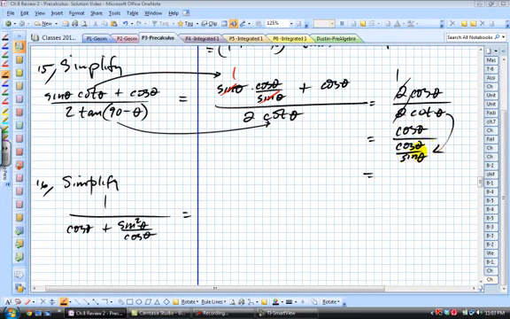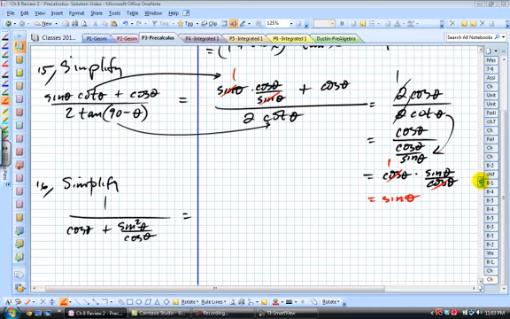Okay, just rewrite there. Multiply by the reciprocal, I get cosine theta times sine theta divided by cosine theta. That's multiplied by the reciprocal. Alright, these cancel out, giving you just sine theta. Done. Okay? This is pretty cool stuff.